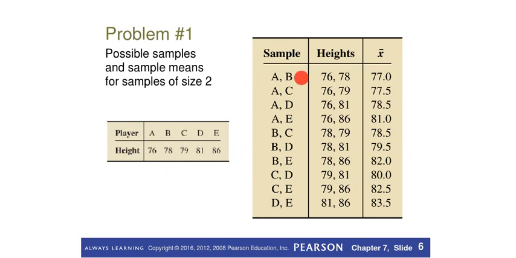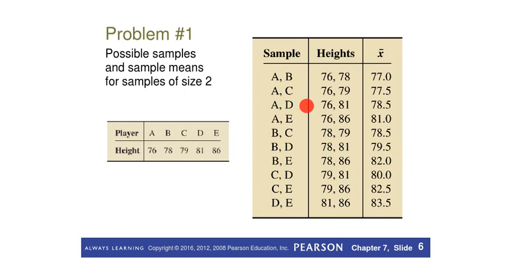We say, okay, let's just systematically go through and find all of the possible samples of size 2 that we can from this population of size 5. So here they are. There are 10 possible samples of size 2 that we could take from a population of size 5. And we see that, for example, right here, players A and B are chosen. Their mean height is 77 inches. If players A and C are chosen, their mean height is 77.5 inches.